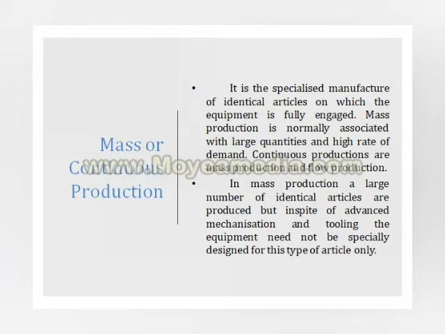Coming to mass or continuous production, these are specialized manufacturing systems where the volume of production will be very large and the products will be very identical. Say for example, process industries are the best example for continuous production. An example can be refineries. They will produce different types of fuels, say petrol, LPG, diesel. Everything is produced in a mass or high volume format.